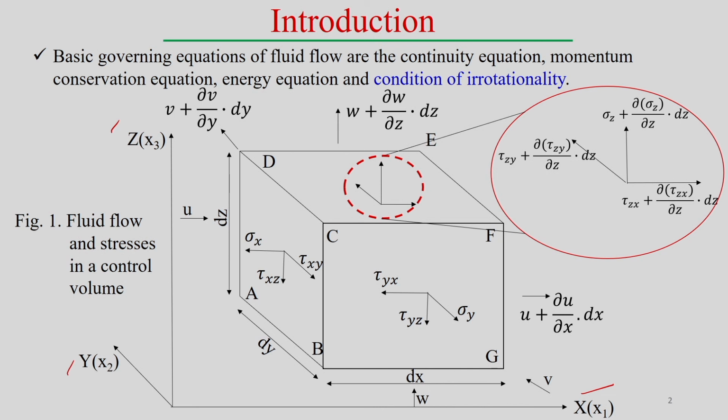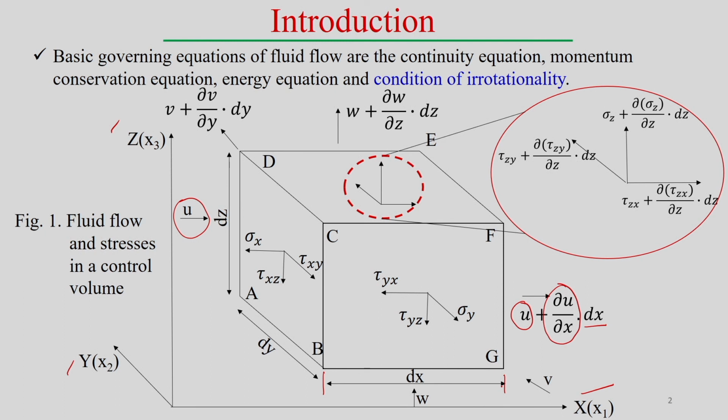Now let us look at one particular direction, the x direction. On this face there is a fluid velocity, for example u, entering the control volume and uniform throughout the face, and exiting as u plus del u by del x into dx, because dx is the length along the x axis. This elemental length we have already defined as dx.